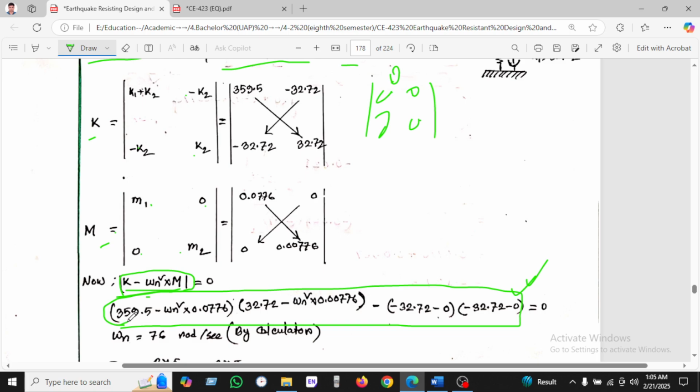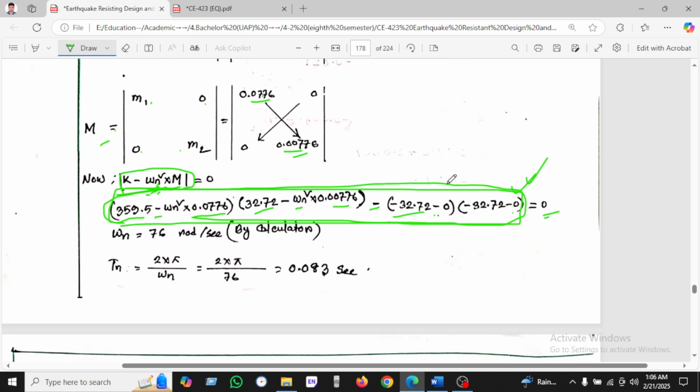We will get 359.5 minus omega square here. This is the minus omega square, and 0.07, these are the 0.07, minus 32.72. These are the 3. There is a plus 32.72, minus omega, and minus 0.007, these are the 0.007, and minus 3.32, and minus 3.32, and 0. In this way we are producing this equation to save time.